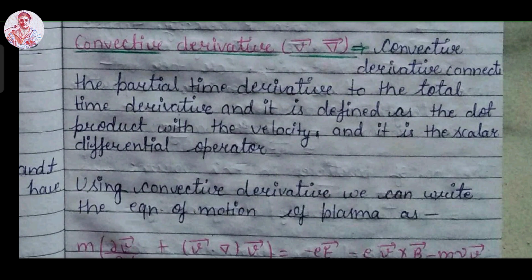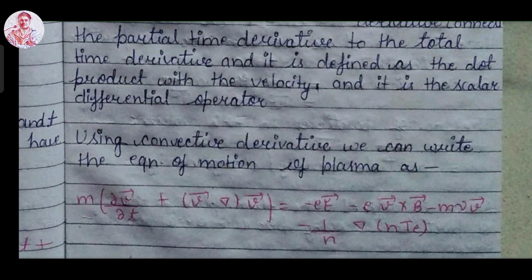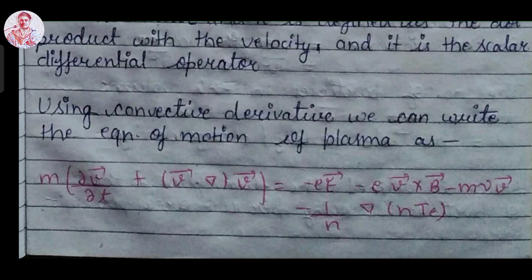Using the convective derivative, we can write the equation of motion of a plasma in the form m times partial v by partial t plus v dot del into vector v, is equal to minus e E minus e v cross B minus m v nu minus 1 upon n del into n Te. This equation represents the equation of motion of a plasma in terms of the convective derivative.